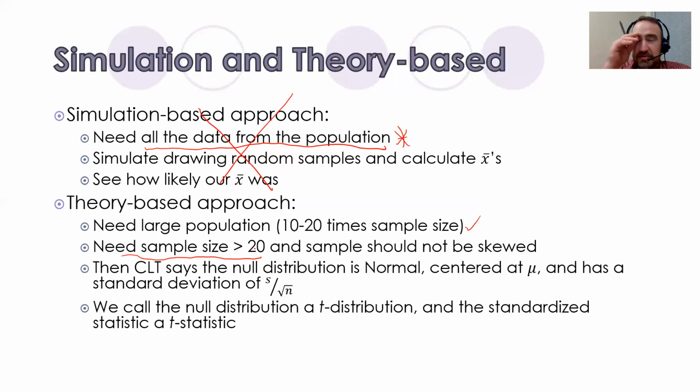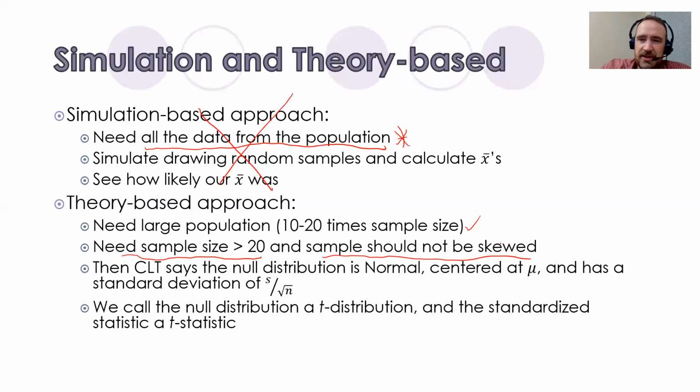But if we have samples that are smaller than that, it turns out that the central limit theorem, the main governing theorem for doing a theory-based approach, does not function well anymore, and the results we would get would not be very reliable. So we need to have a big sample size, and then our sample can't be too weird. If it has outliers or a long tail in one direction or the other, then we run into troubles.